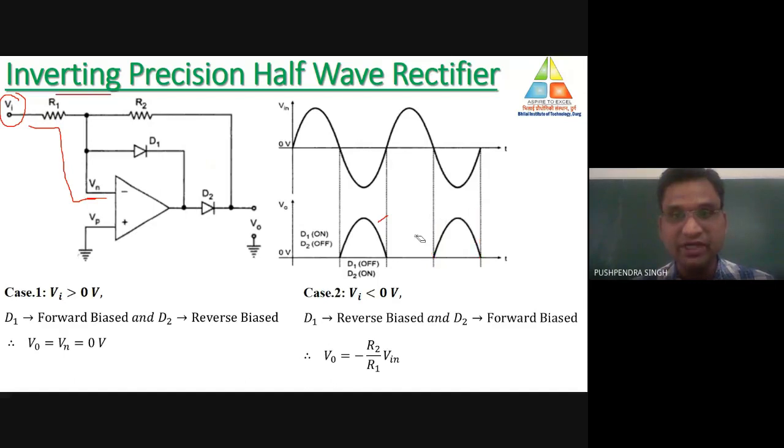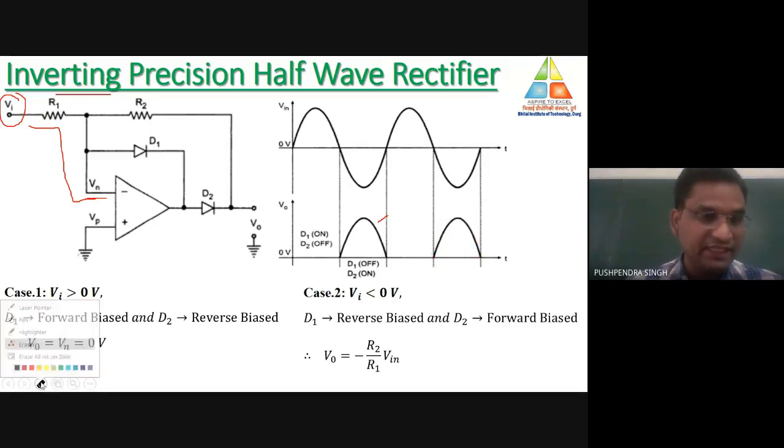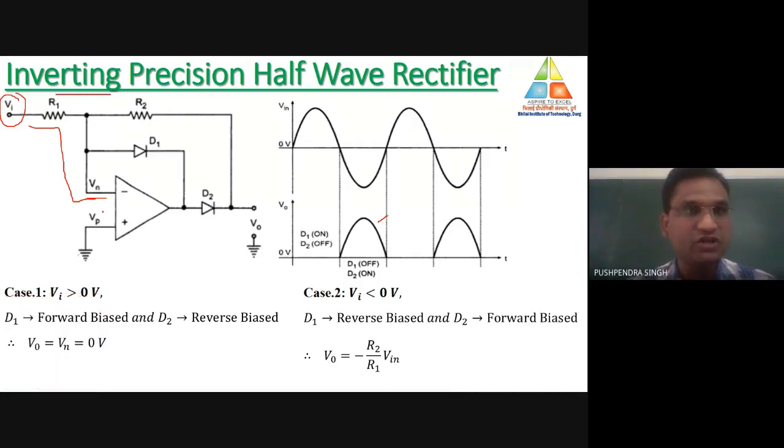So how does this circuit work? We will analyze the circuit the same way we did for the non-inverting precision half wave rectifier circuit. So case number 1: when the level of the input signal is more than 0. Suppose the input signal is a sinusoidal waveform, but it's an inverting operational amplifier. That's why at the output terminal, we get a 180 degree phase shifted signal.